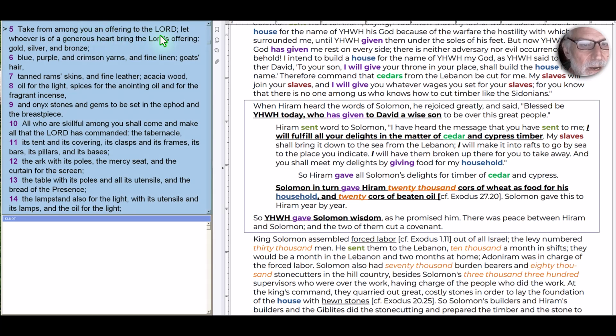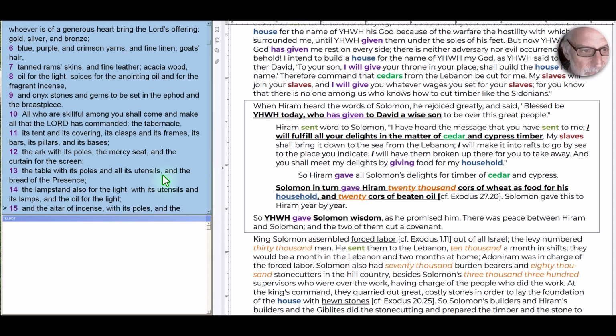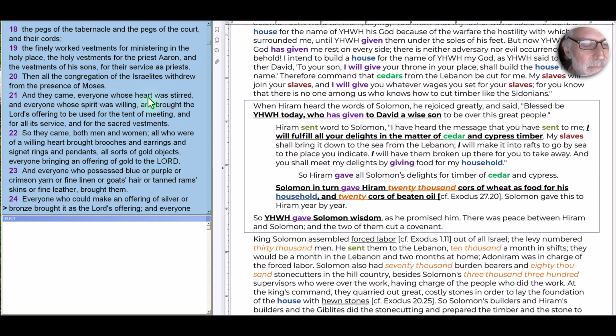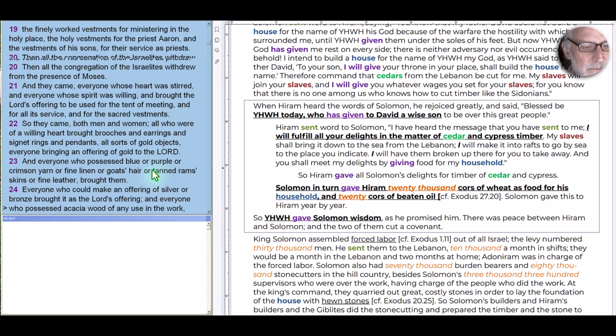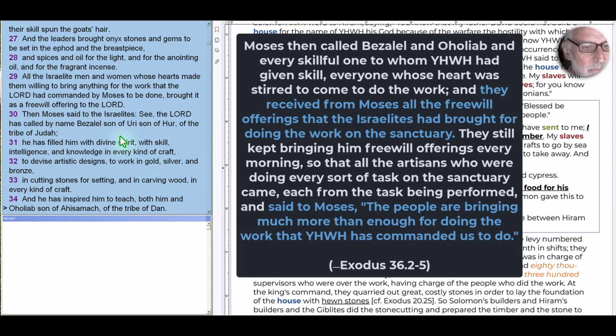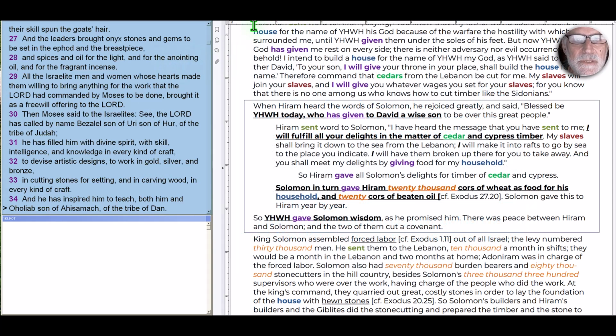Take from among you an offering to Yahweh. Let whoever is of a generous heart bring the Lord's offering: gold, silver, and bronze, and all these pieces. And as you can see, as it goes down farther, not only do they do it, they bring more, everyone. And they came, everyone whose heart was stirred and everyone whose spirit was willing, and brought the Lord's offering to be used for the tent of meeting. And eventually, the text says, they brought so many things that they had to turn them away because there was too much.